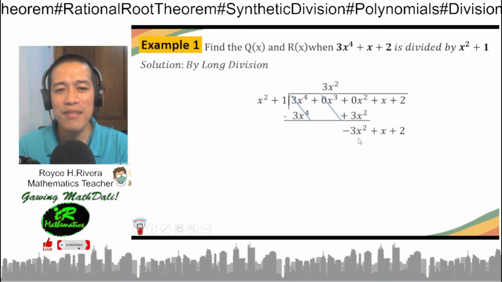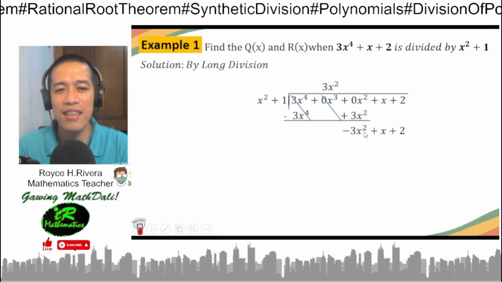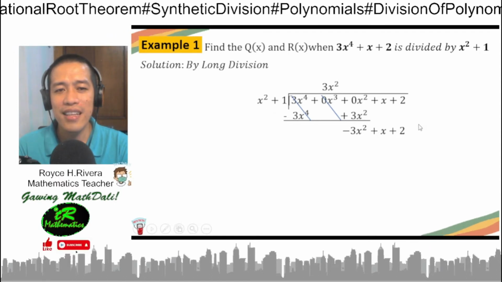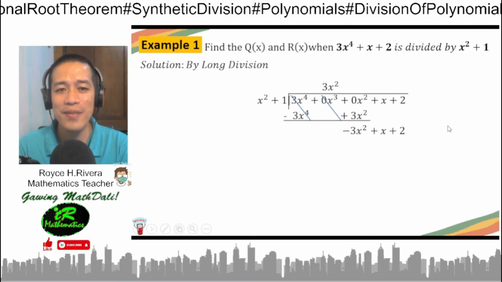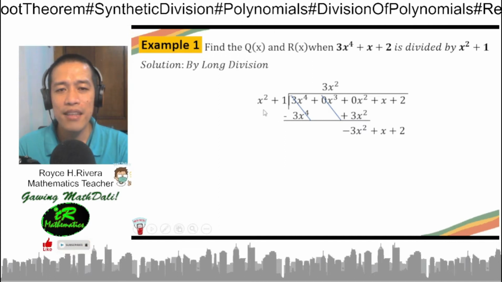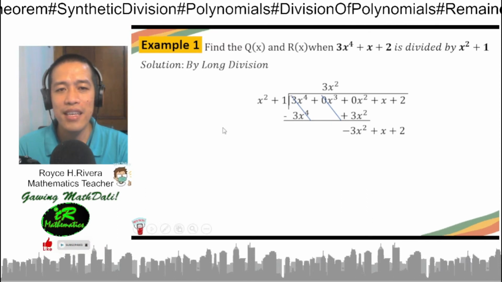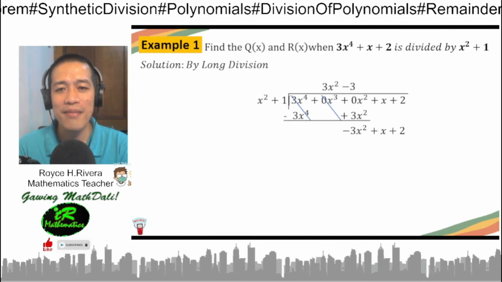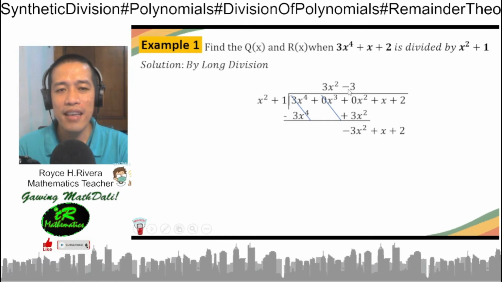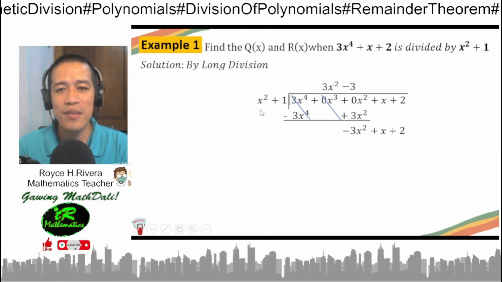Now we have a new dividend, and the degree of the new dividend is in the second degree. The degree of the divisor is in the second degree, so they are equal, so we can still continue. So we repeat the process. We divide the first term of the dividend by the first term of the divisor. Negative 3x squared divided by x squared is negative 3. We now then multiply negative 3 by the divisor, x squared plus 1.